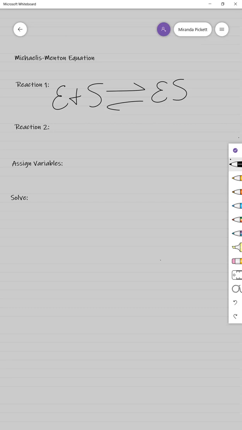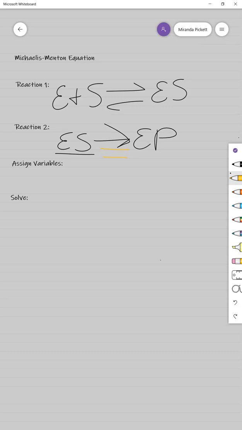Which brings us to reaction 2. Reaction 2 is ES, and then we have a single arrow here, something to note, EP. So basically what we're saying here is that we're going to be breaking down the enzyme substrate complex so that we can get a product. We have a one direction arrow here, which means that the reaction can only go one way. And it also basically means that there's just not enough products here to be noticeable.